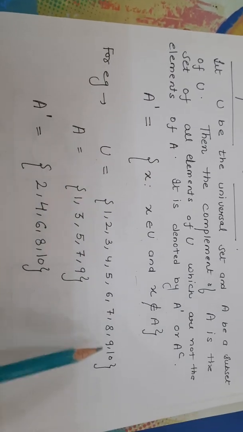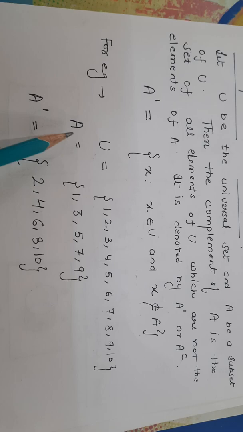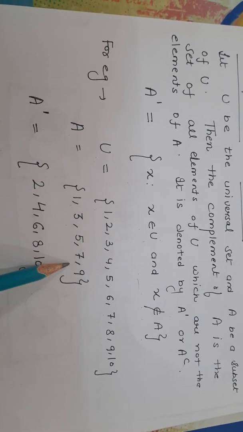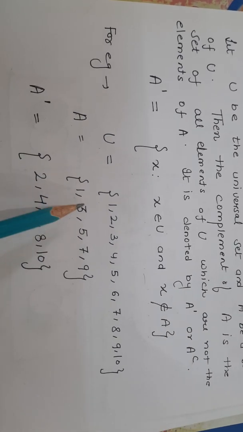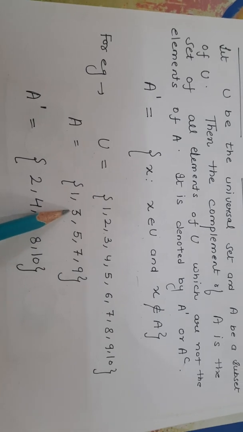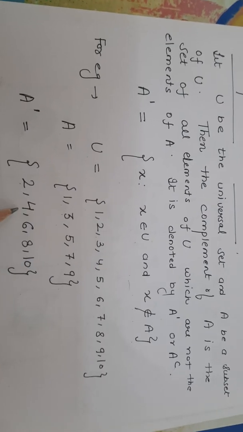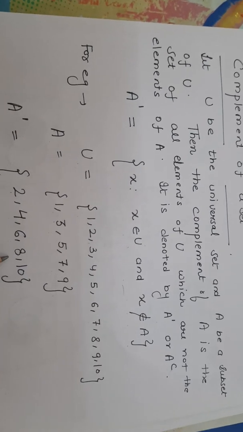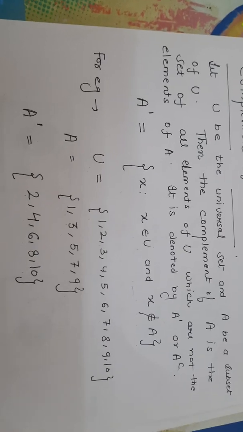For example, the universal set is from 1 to 10 and A is 1, 3, 5, 7, 9. A complement: the elements of the universal set which are not in A. The answer will be 2, then 4, then 6, then 8, then 10, and apply the brackets.